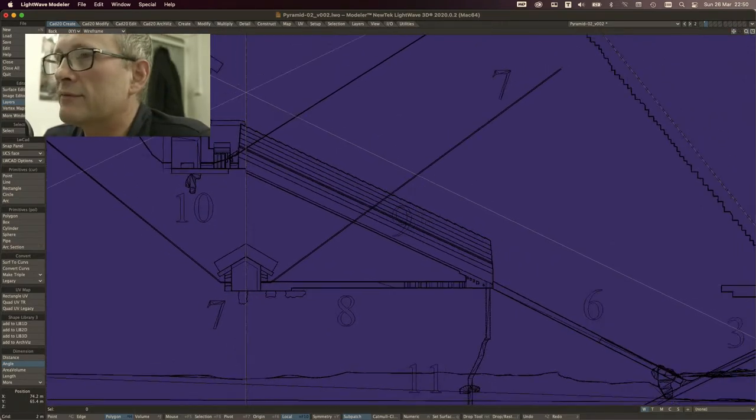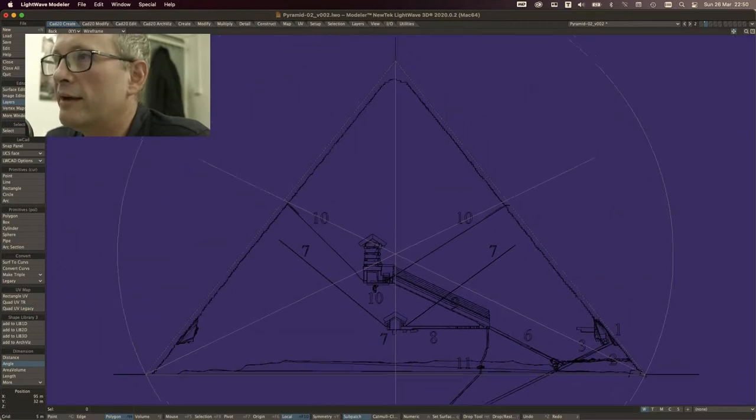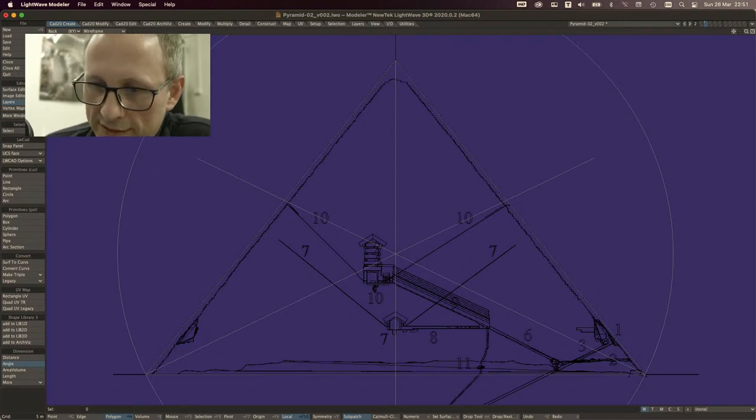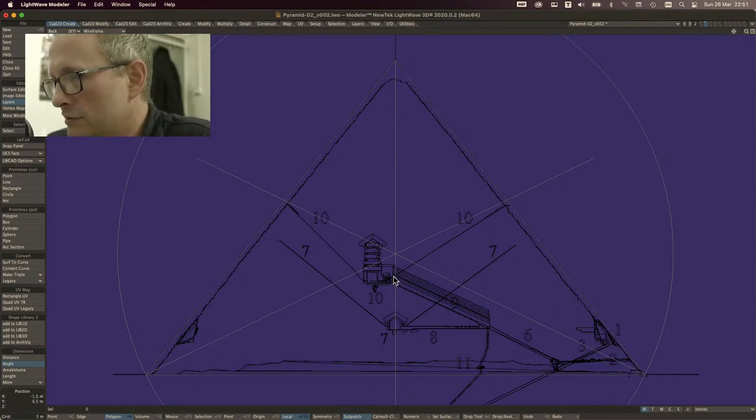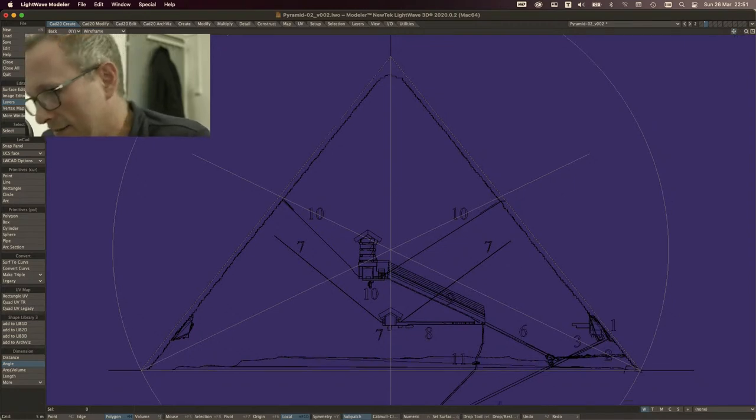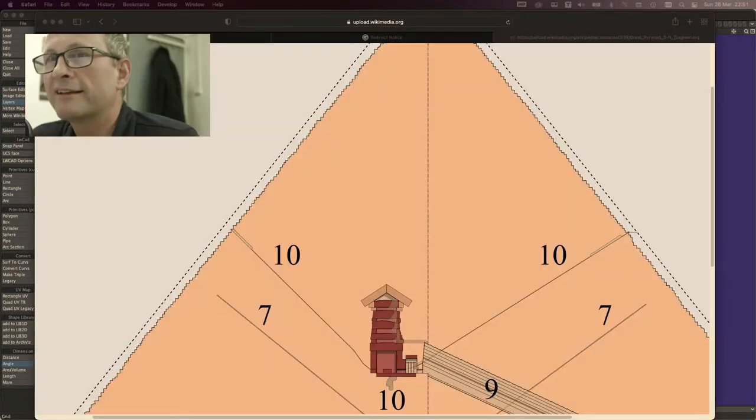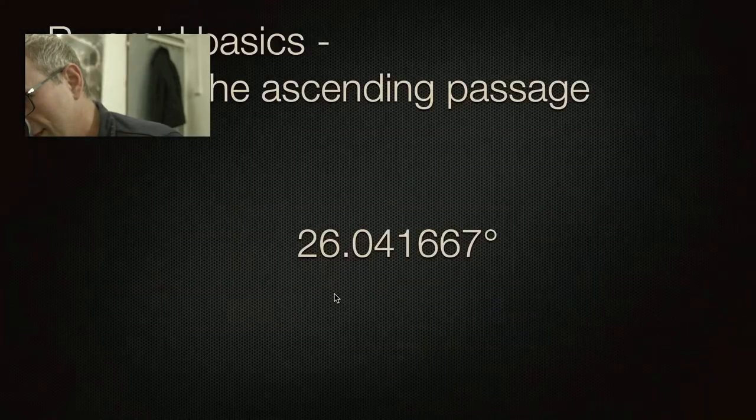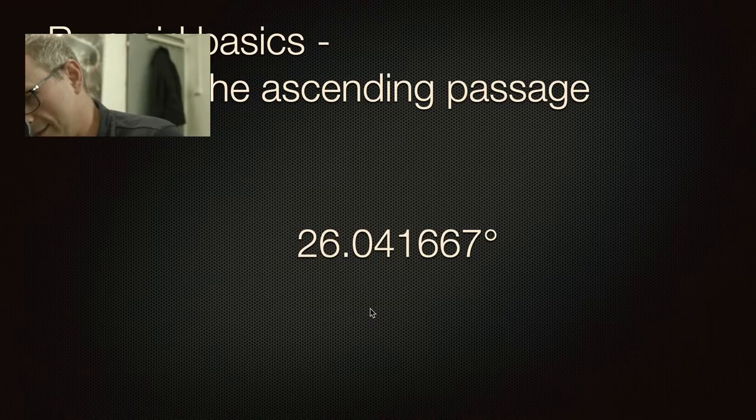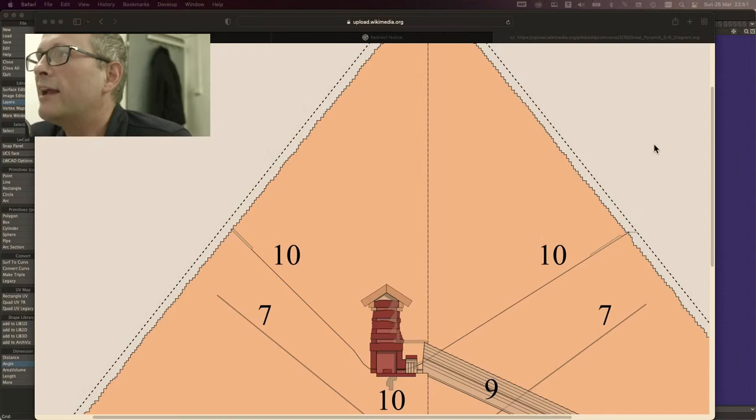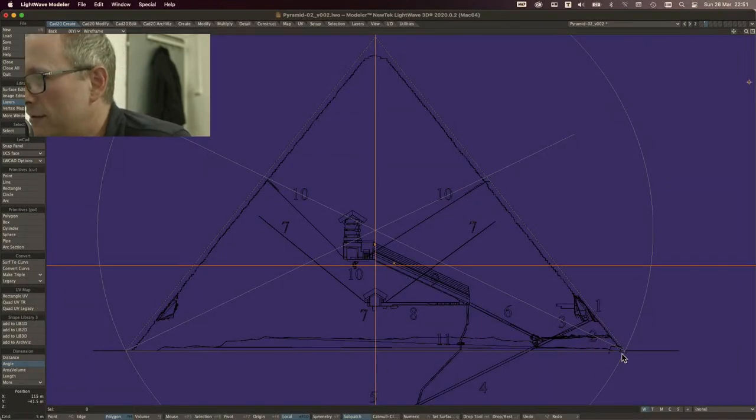So actually, because I have these tools available in the 3D software, I can literally draw from here to here and move it down. But to save you the hassle, I actually lined those up so that the length of this 26 point whatever it is angle, what is it? Let me just confirm that it is. It is 26.041667.